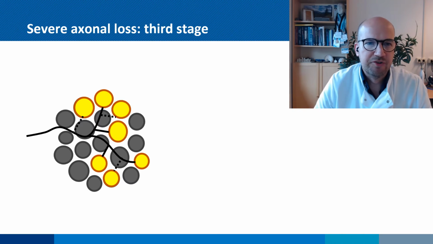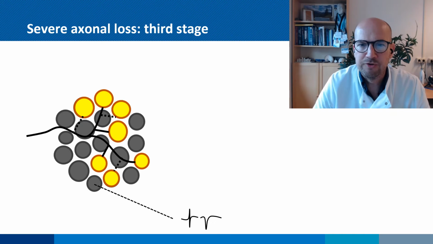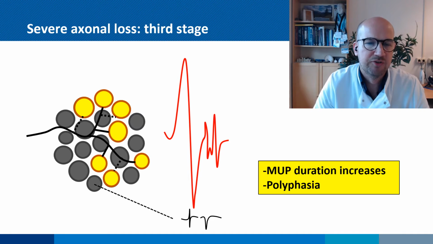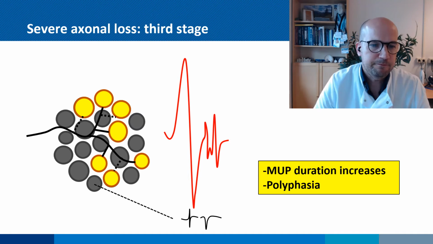As the reinnervation process continues, similar to what we saw in partial nerve injuries, MUP amplitudes and durations will continue to increase until we see these large amplitude, long duration motor unit potentials as we've seen before.